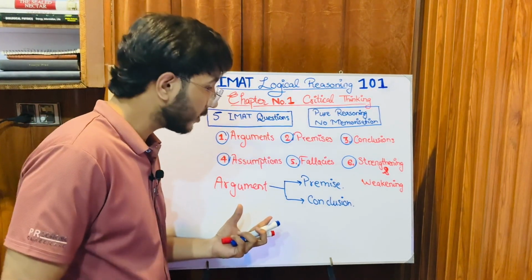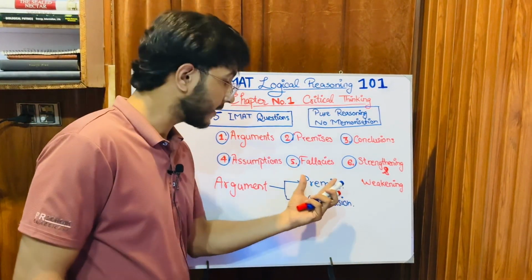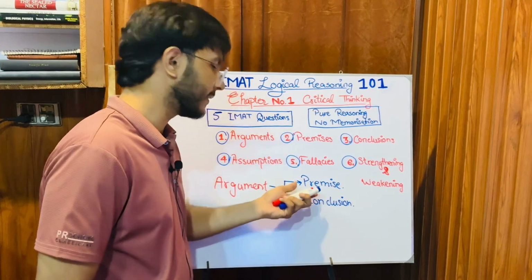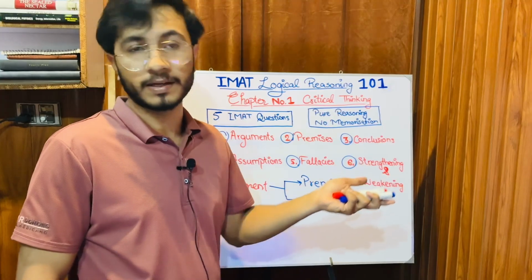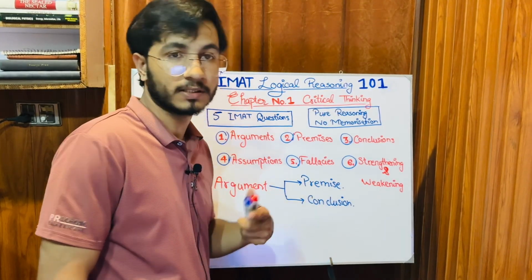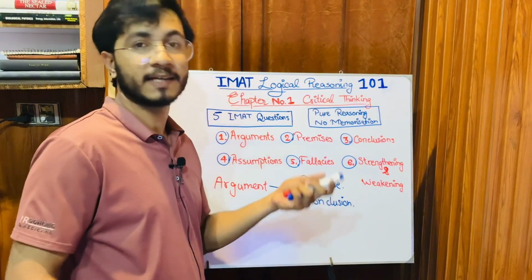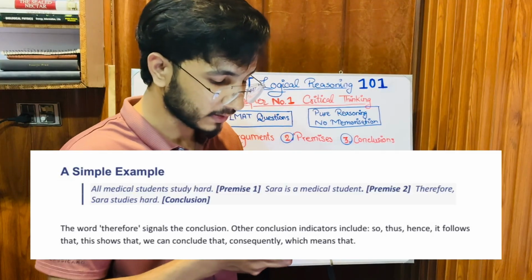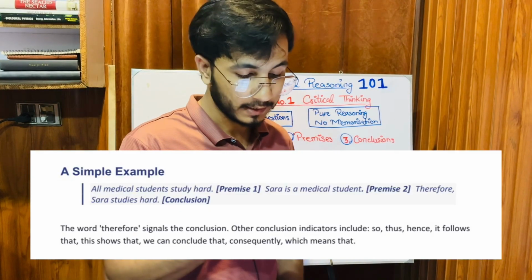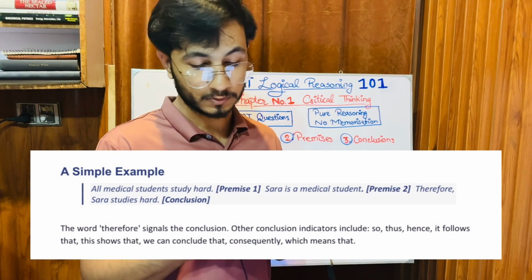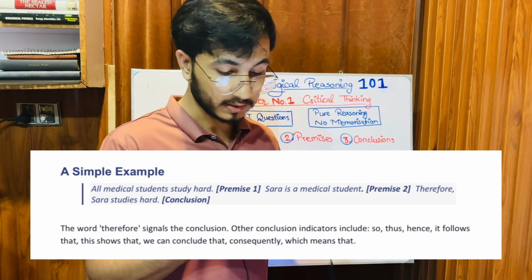An argument always contains at least one premise and one conclusion. There can only be one conclusion, but there can be one, two, three, or many premises. But at least one premise and one conclusion is a definite thing. For example, let's take a simple example that you can see on the screen: all medical students study hard. Sarah is a medical student, therefore Sarah studies hard.